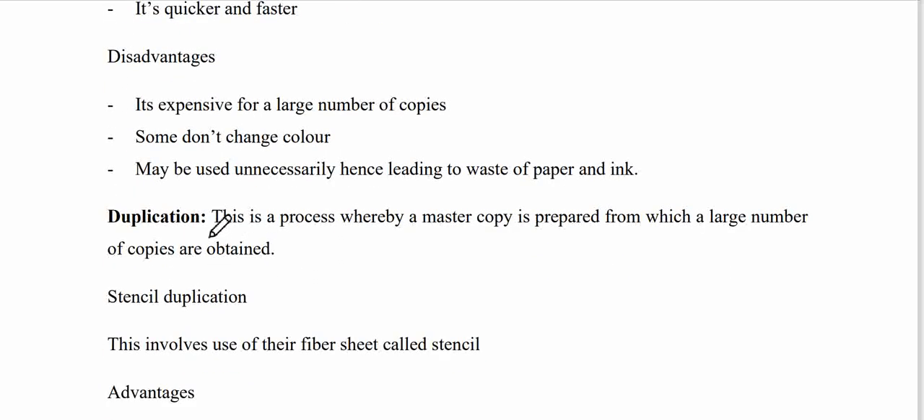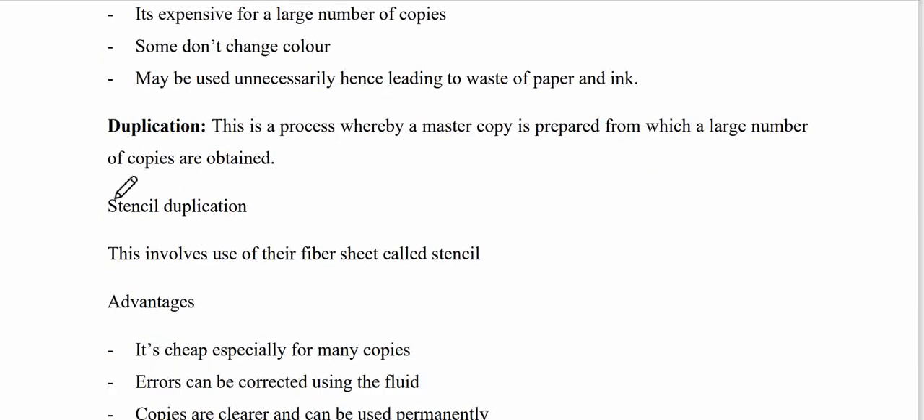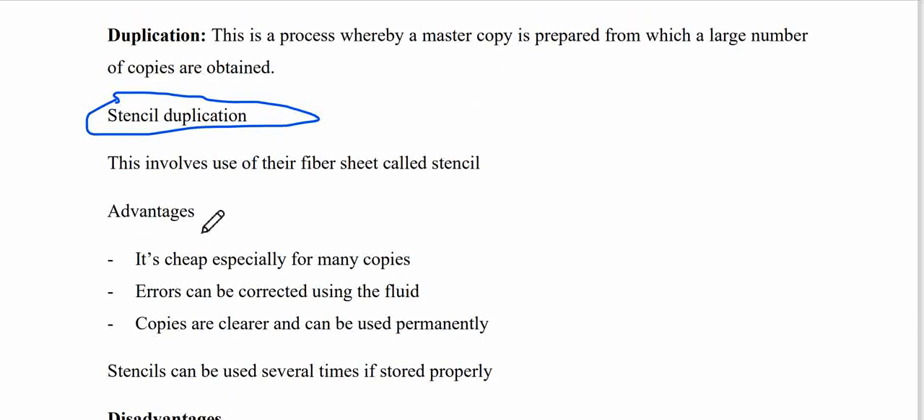Duplication is a process whereby a master copy is prepared from which a large number of copies are obtained. That is when you try to make another ID of the same color, and you can produce a lot of copies from that. You do not photocopy, but you make another master, and you duplicate from what you have as original. Then we have two types of duplication.